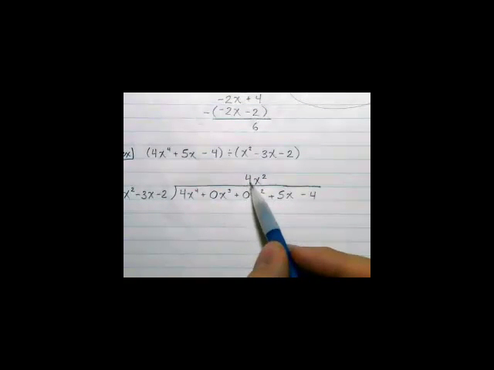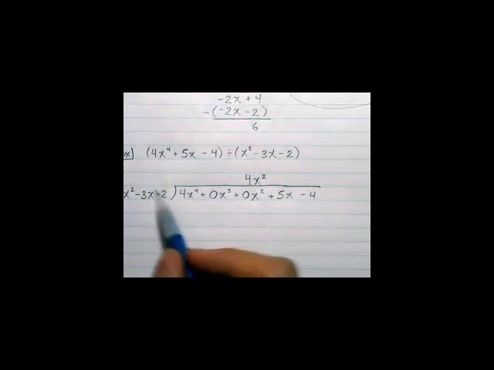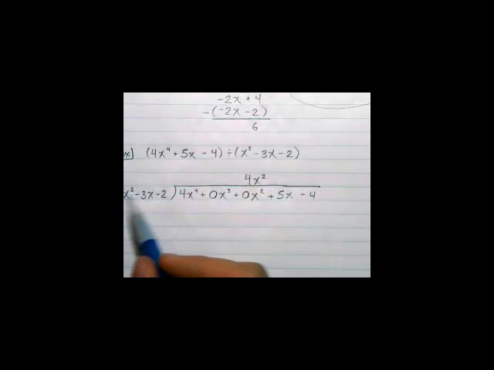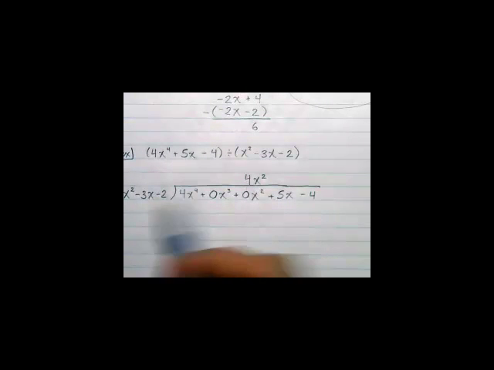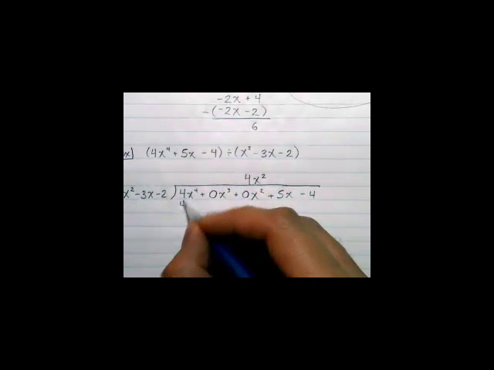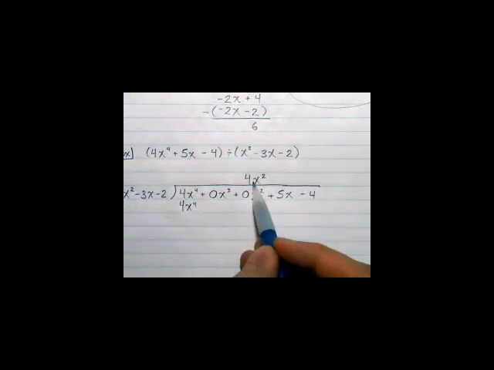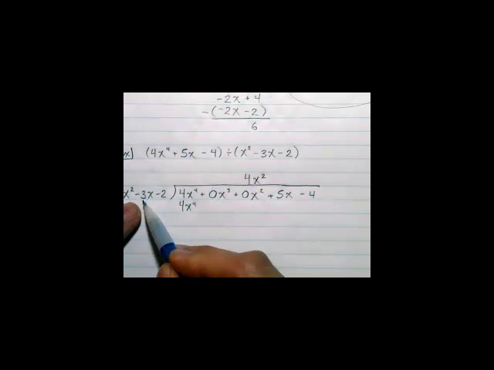So now, same thing like we did before. Take the 4x squared and start multiplying it. Now, I got 3 terms over here. So I got to multiply it by 3 different things and write it all under here, okay? So just go one step at a time. You guys can do it. 4x squared times x squared, 4x to the 4th. 4x squared times negative 3x.